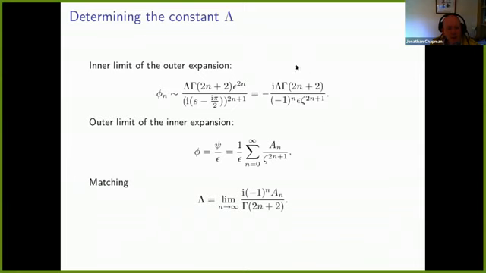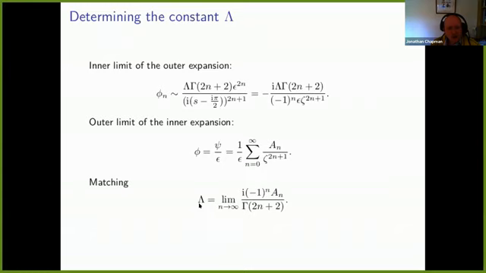And then you just match those two expansions together. So the inner limit of the outer expansion has got my unknown coefficient lambda with a 1 over zeta to the 2n plus 1. And the inner expansion I've just expanded in terms of 1 over zeta to the 2n plus 1. So I just got to make sure these two coefficients agree for large values of n, which is when this expression is valid.